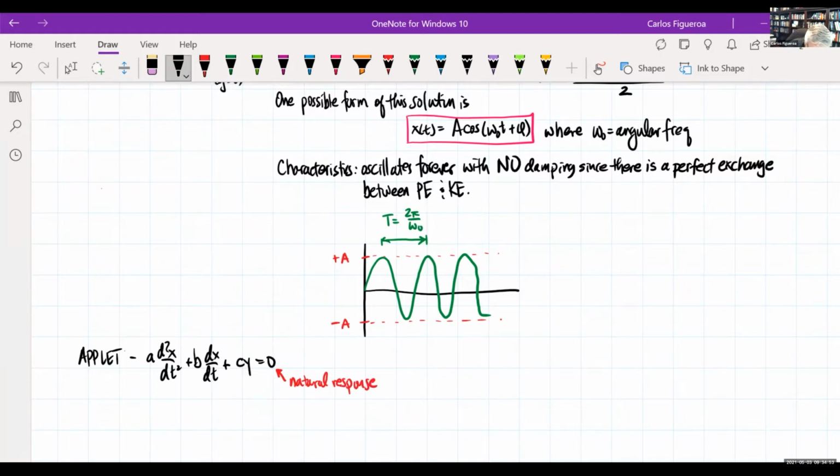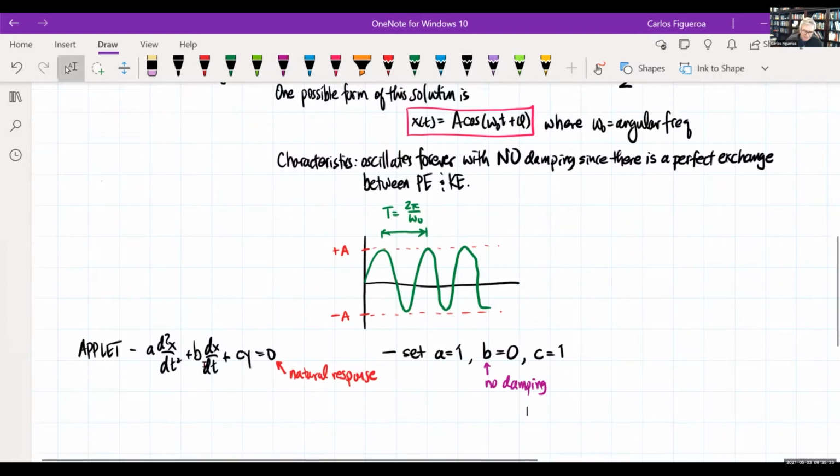So what I'm going to do in this applet is set A equal to 1. And I'm going to set B equal to 0. In this case, I'll set C equal to 1. It doesn't really matter what the value is. When I set B equal to 0, what this means is that there's no damping, since damping forces typically are proportional to velocity.